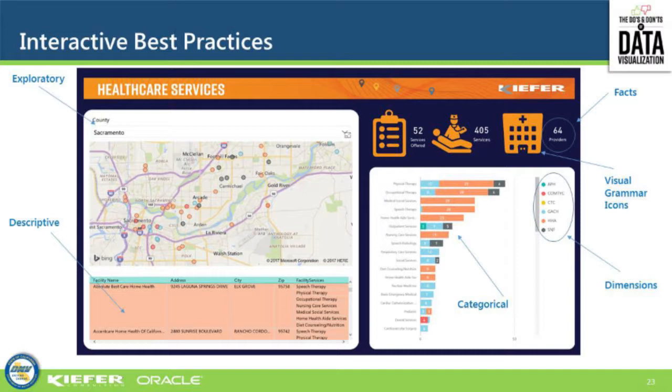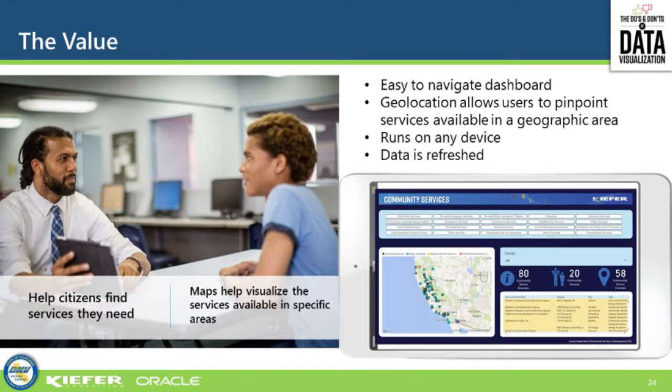We also did calculations in our data model to create the facts. So we wanted to know how many providers, how many services in that area. And then we also did the categories. So we have the visual grammar and the dimensions: what types of services, and how many of those services in descending order. So on your dashboard, you can just touch it and then everything will filter out and ripple across. So that's how it was interactive.